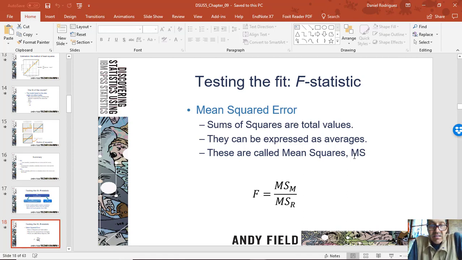model. It's something called the mean square of the model. The mean square of the model is the sum of squares of the model, which you just saw, divided by its degrees of freedom. And the mean square residual is the sum of square residuals divided by the residual degrees of freedom. We get all those, put them together, we have this F statistic, which follows its own distribution.